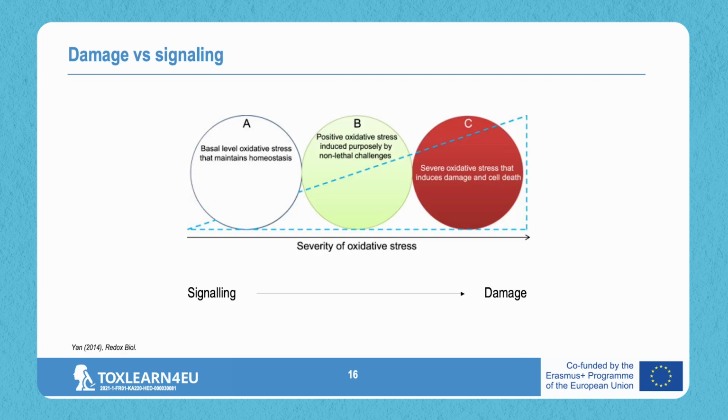But the result of a disturbance of this redox balance is that we will end up with damage when we have a lot of oxidative stress. This will induce cell damage and cell death. Of course, we can also have signaling with lower amounts of redox imbalance, and this can steer processes and is very important in metabolic reactions.